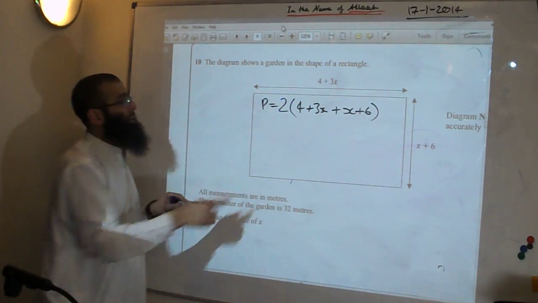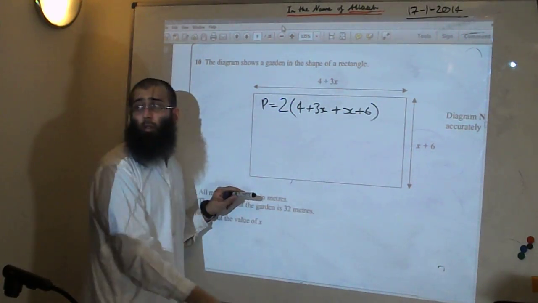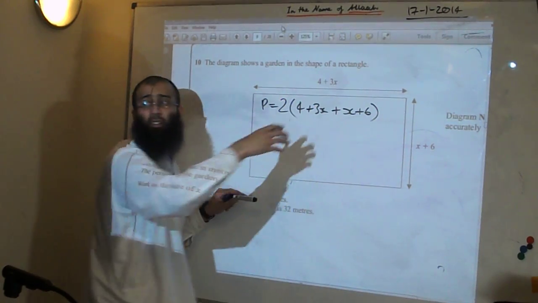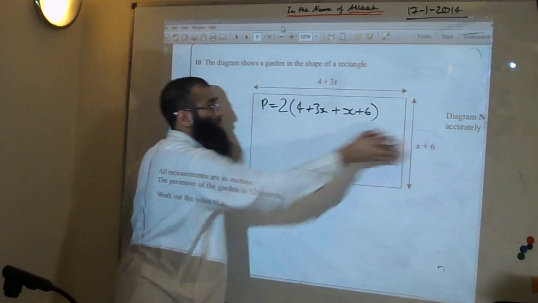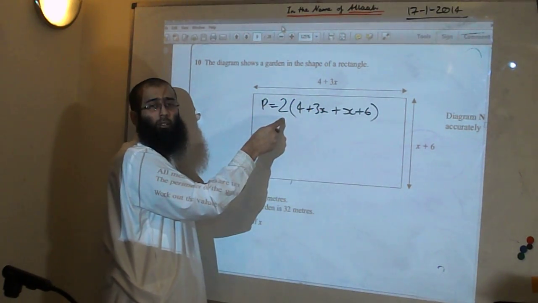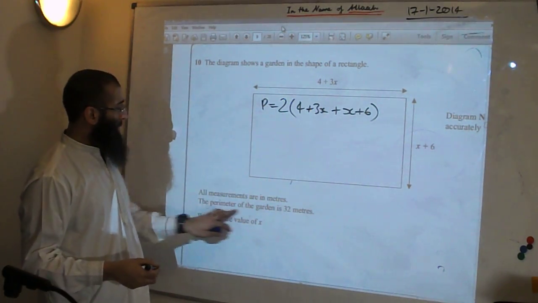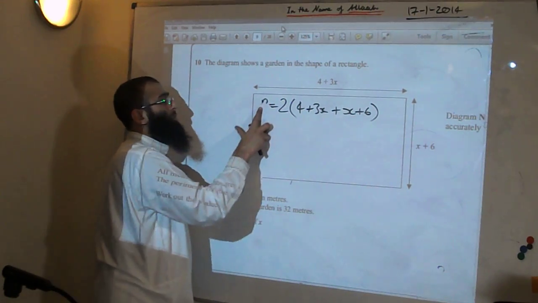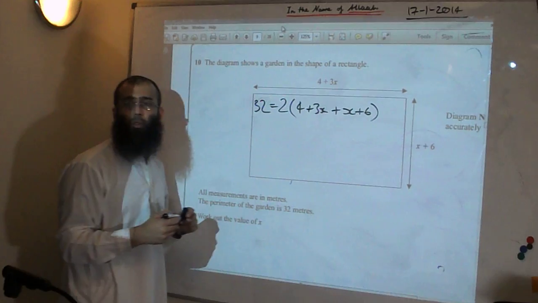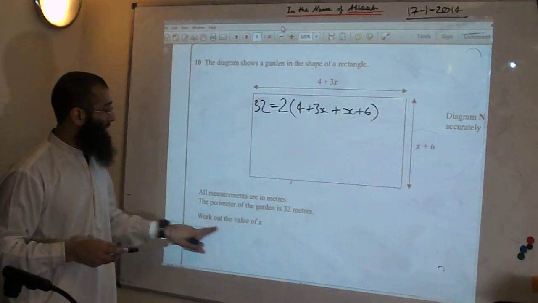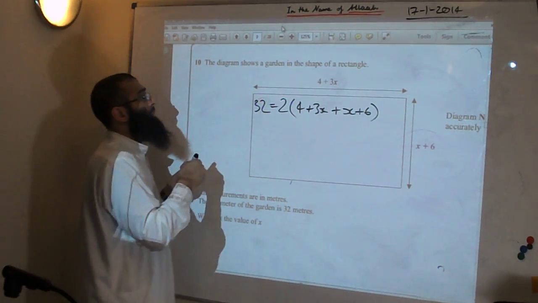So, the perimeter is these two lengths here, Omar. These two lengths here that you can see, add them up and double it because that's replicated here and that one's replicated here. That's what the 2 indicates. Now, it's told that the perimeter of the garden is 32. So I'm going to rub this out for the moment. You can do yours on the next line and put 32 in there. Because we need to work out the value of x.